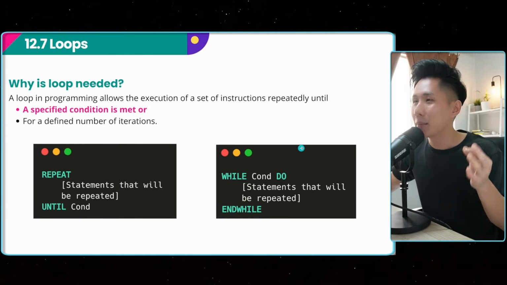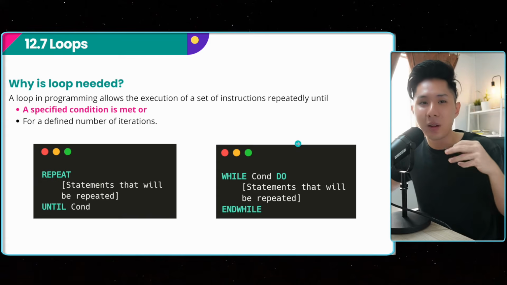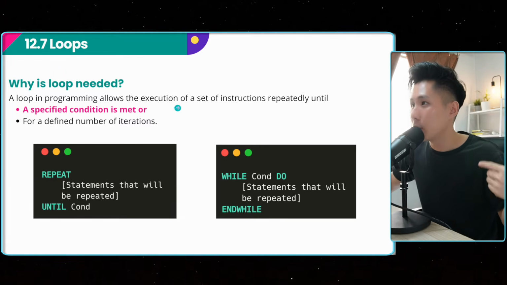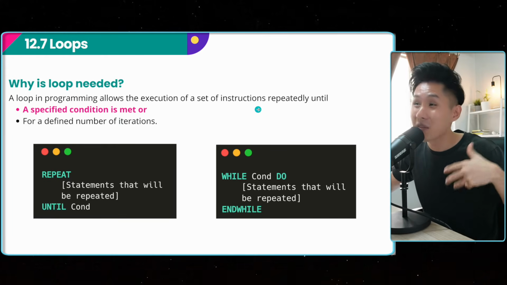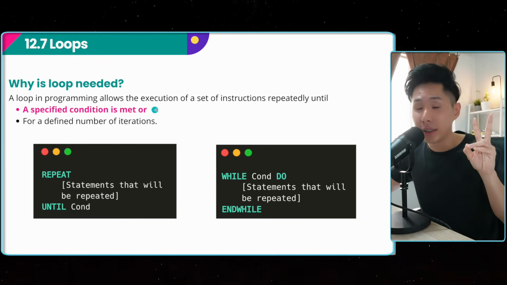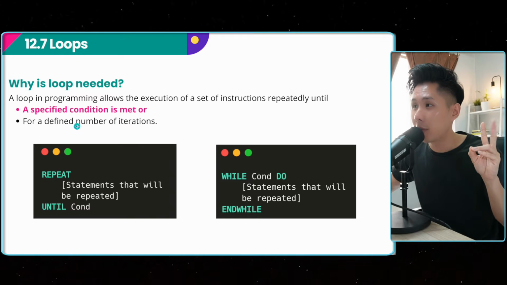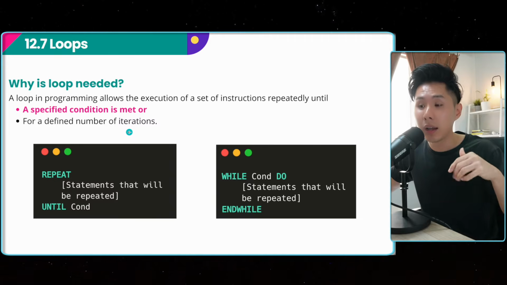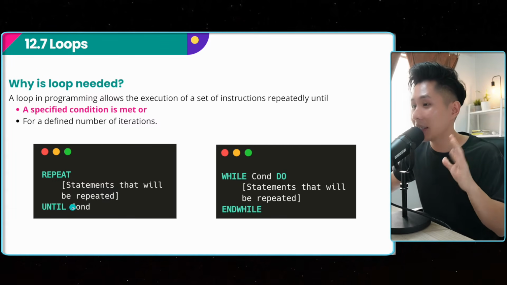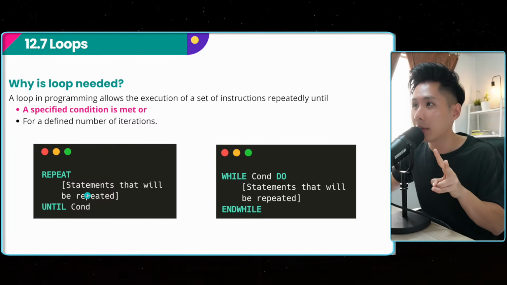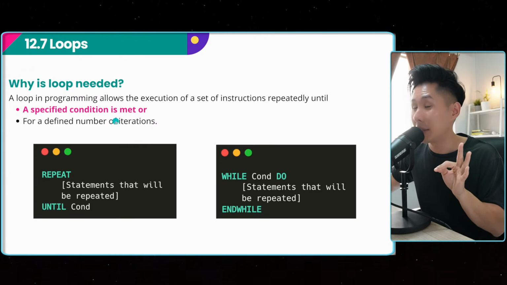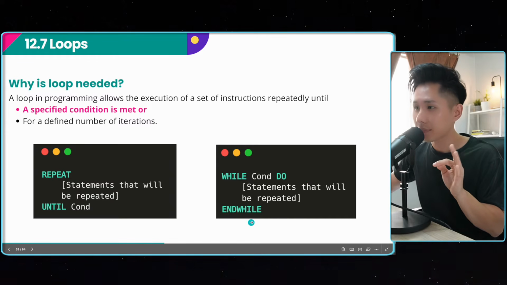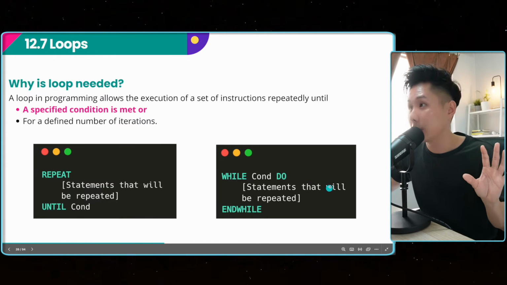Next, the third most important item when you are expressing your algorithm, which is a loop. As implied by the name, a loop allows the execution of a set of instructions repeatedly until either a specified condition is met, or for a defined number of iterations, meaning you set the number of times you want this line of code to repeat itself. So repeat until, we have 2 different statements for loop, actually 3, but for now I'm just going to introduce 2: repeat until, and while, do, and while. It might look very foreign, but I will show you an example of how to use them.